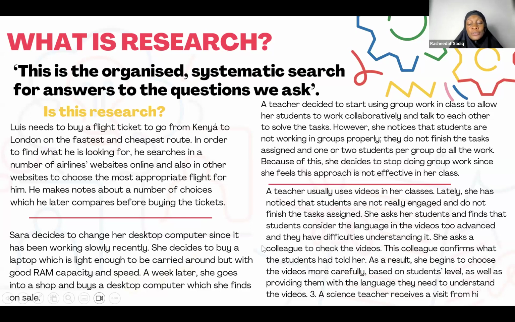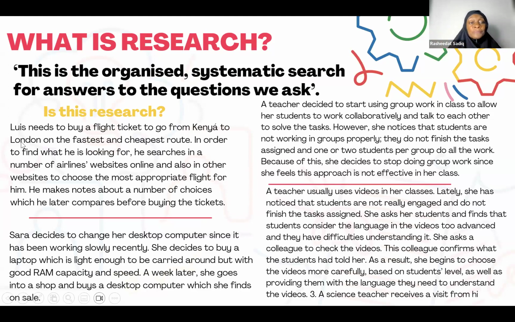So the first two scenarios are scenarios in our everyday lives. And I'm going to read them and I want you to tell me if it's research or not. And the second two are scenarios in the classroom, and I'll read them and also want you to tell me if they are research or not. So you can feel free to read ahead, and when you are ready, you can just put 1, yes, if you think it's research, or no, if you think it's not, 2, yes and no, 3, yes and no, 4, yes and no.